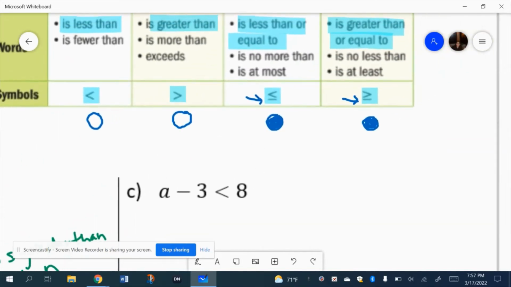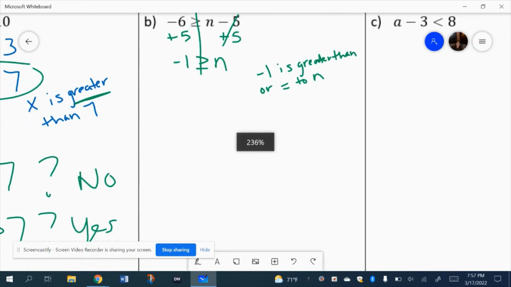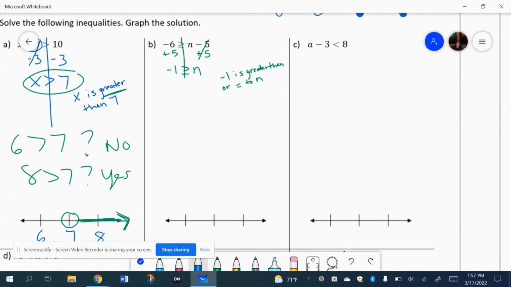All right, so if we take a look at our little chart up here, the greater than or equal to symbol has a closed circle. So let's keep that in mind. On our number line, we're going to make sure we include this -1 in the center. If I'm going smaller than -1 to the left, that would be -2. So -2, -1, the next number would be 0. So again, I'll draw a closed circle on -1.